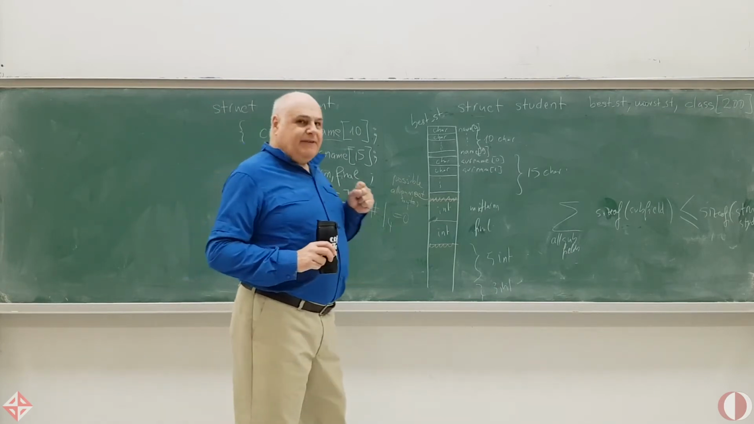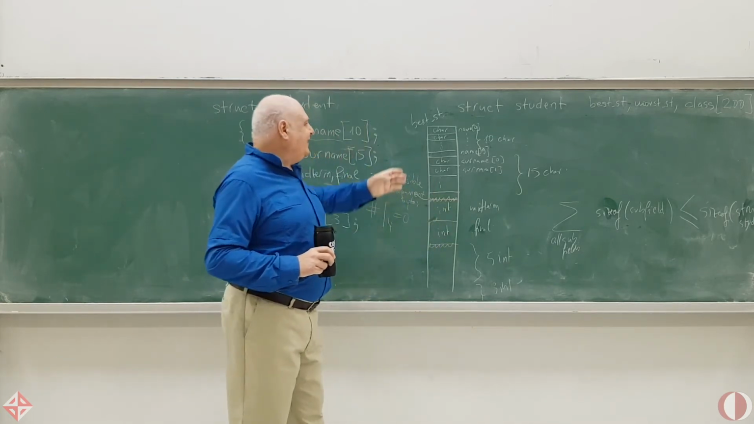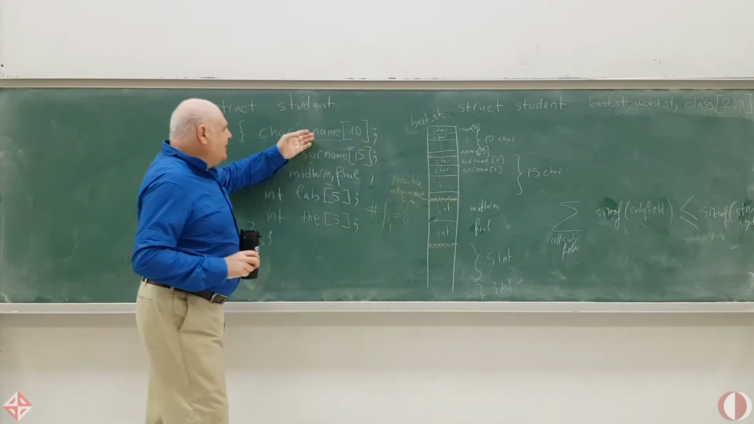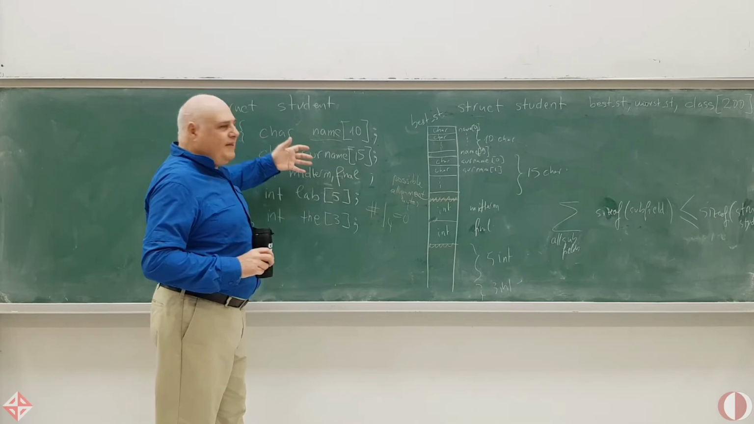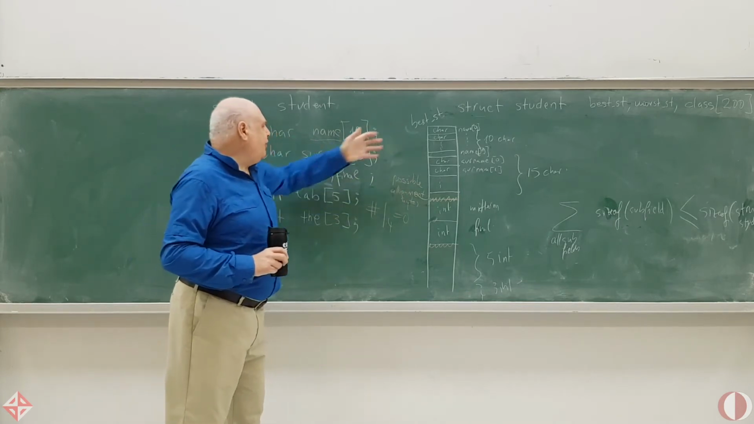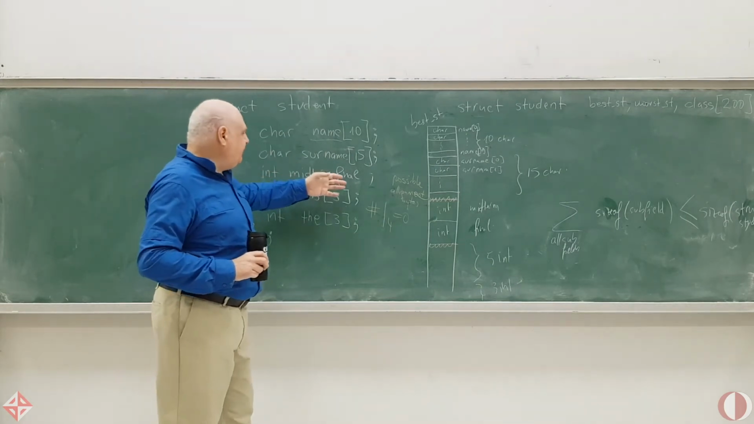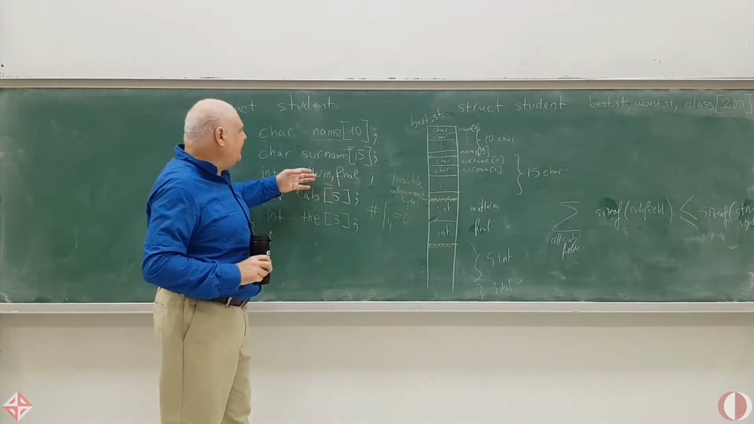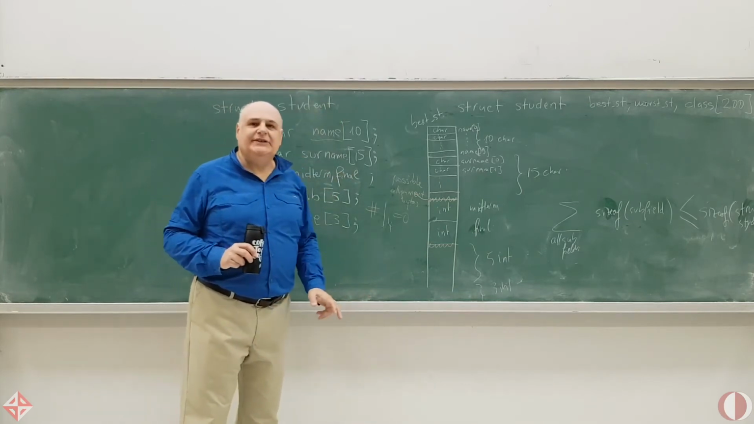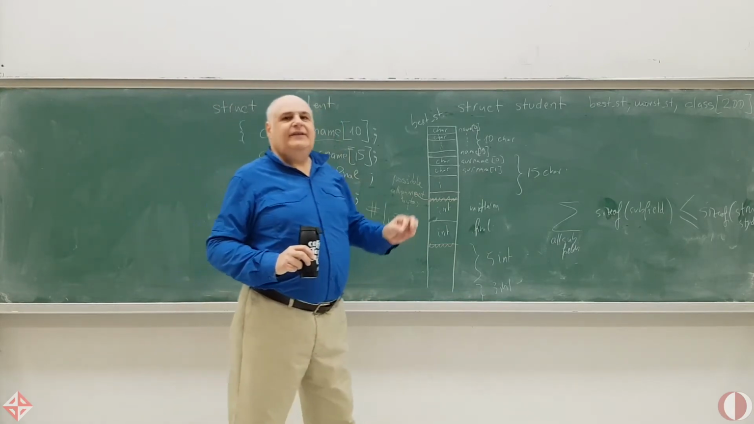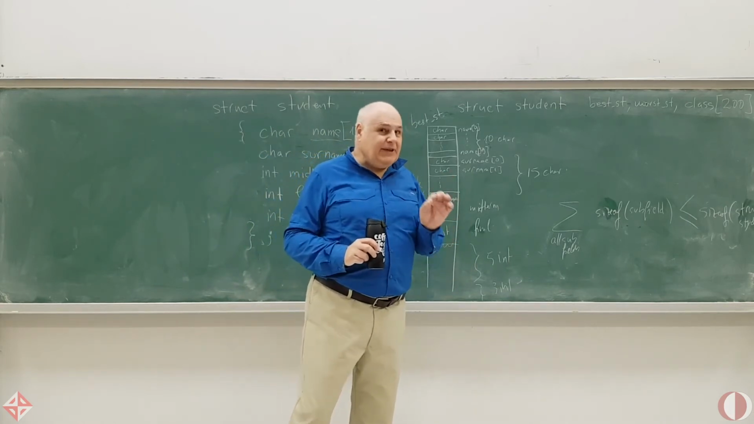Okay, but what C guarantees us is that the position of name is before surname, and midterm is before final, and midterm is after surname. This order is strictly obeyed.